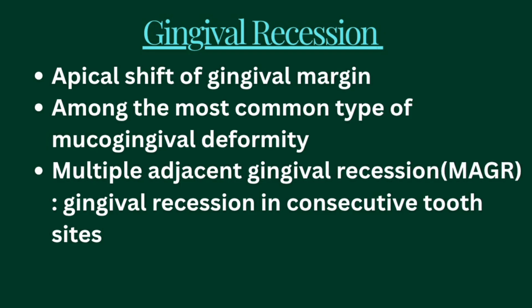Gingival recession is defined as an apical shift of the gingival margin. It is among the most common types of mucogingival deformity. Compared to single or isolated recession, multiple adjacent gingival recession, or MAGR, is gingival recession in consecutive tooth sites.